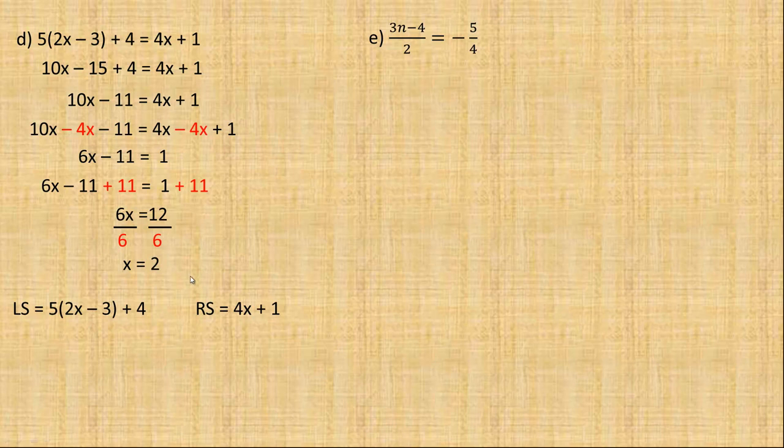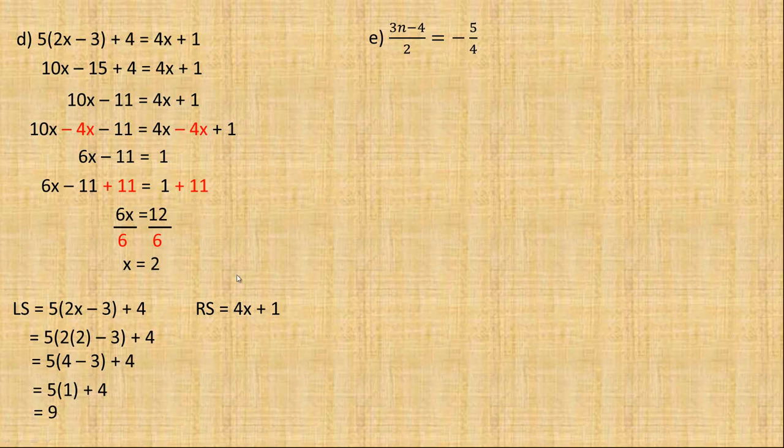Okay, so what I'm going to do is put the 2 in place of x here. So this would be 2 times 2 in the brackets. So remember BEDMAS, we do what's in the brackets first, and inside the brackets I have multiplying and subtracting, so I do the multiplying first. 2 times 2 is 4, and then subtract 3. So again, I want to simplify what's in the brackets first, so 4 minus 3 would be 1. And then 5 times 1 is 5, plus the 4 is 9. So the left side worked out to be 9.